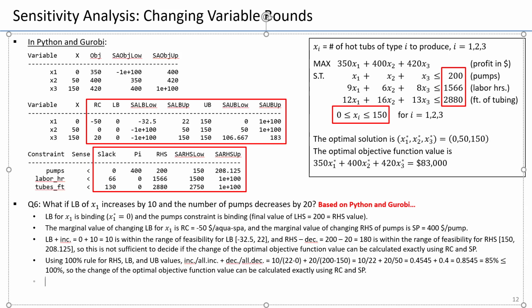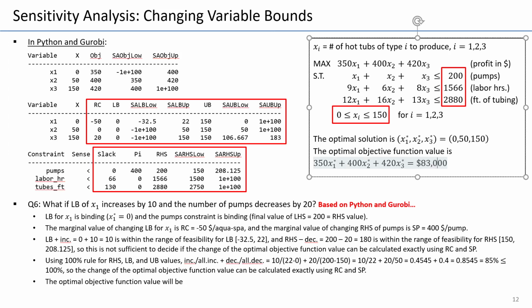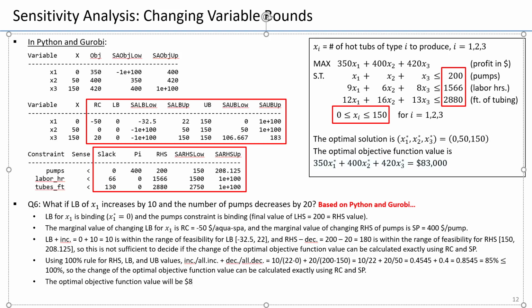So let's calculate it now. The optimal objective function value will be the 83,000 that we had before. Let's write it, 83,000. And then we increased by 10 here, so we have to put plus 10 times reduced cost, and then we decreased the right-hand side of the pump, so we have to decrease by 20 times shadow price.